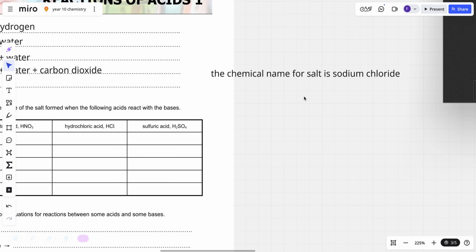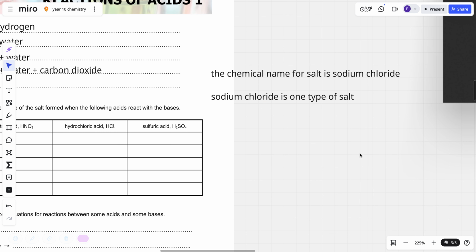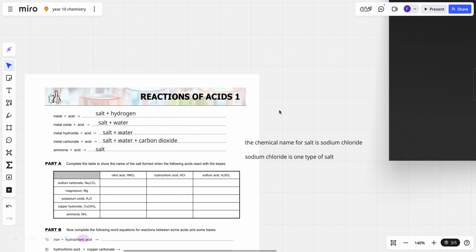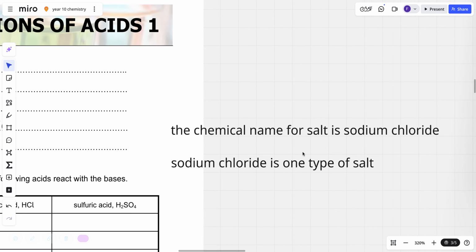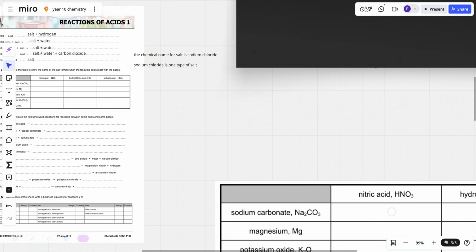It may sound right, but sodium chloride is one type of salt. There are thousands. Oops, I put sodium. It is sodium chloride. Is one type of salt. What I mean by that is, if we say the chemical name for salt is sodium chloride, we're saying all salts are sodium chloride. They are not. Sodium chloride is one type of salt. And in today's lesson, you're going to learn how to name them.